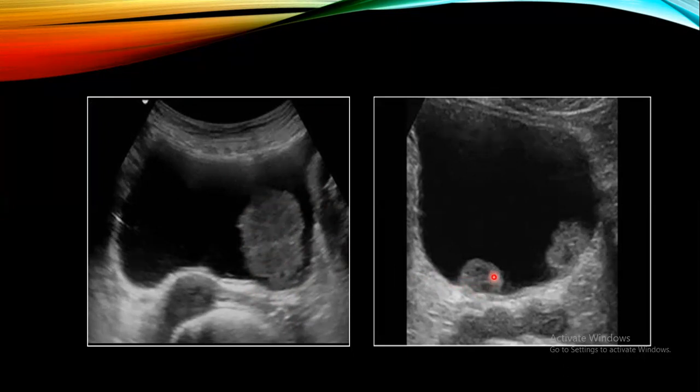Again, here in this picture, we have two echogenic lesions, the first one and the second one, and also this echogenicity is similar to the echogenicity of the surrounding tissue. So again, this is most probably transitional cell carcinoma of the bladder.